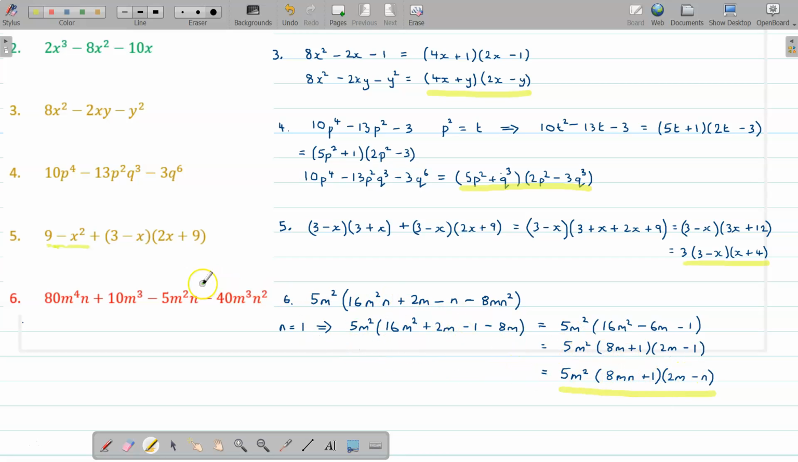And you certainly wouldn't be getting that on a GCSE paper, but that could appear in your further maths. So make sure you work through that and make sure you understand it. Okay, hope that was helpful.